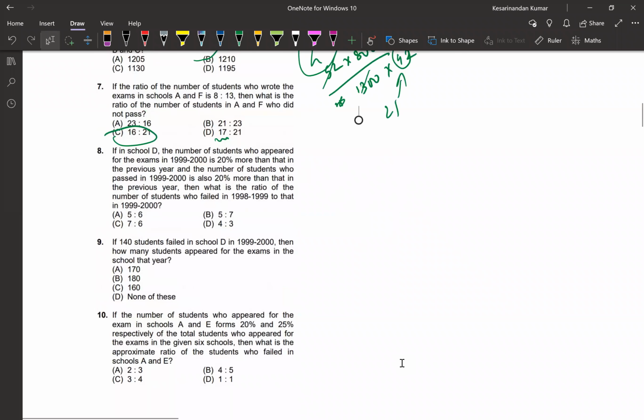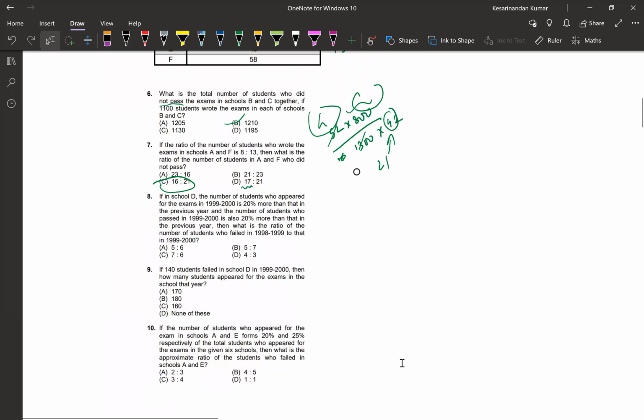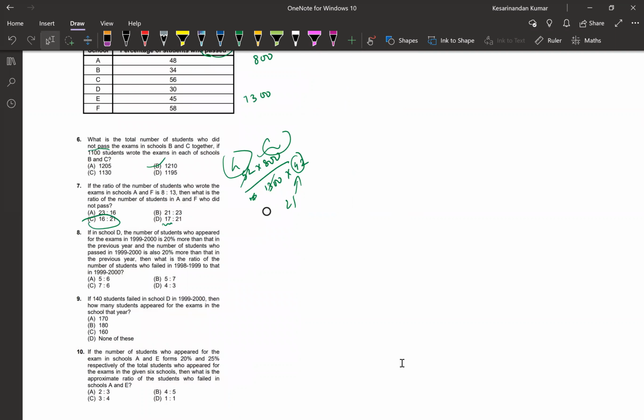Let's have the 10th one. Yeah, these are the numbers. 10th one. How will you solve this? It's a little tricky. Think, we just want the logic.